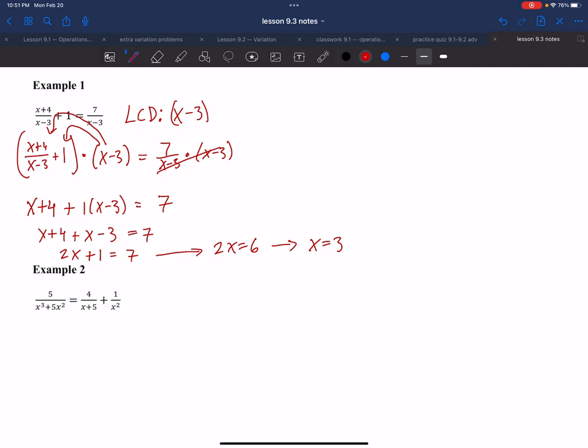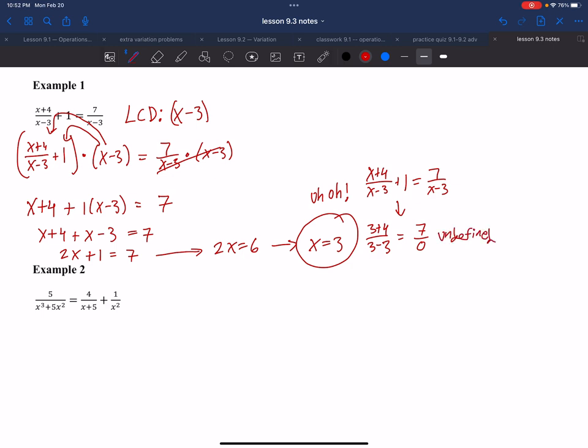Except you've got to check for extraneous solutions. So take this and say, uh-oh, if I have x plus 4 over x minus 3 plus 1 equals 7 over x minus 3, if I plug in 3, I get 3 plus 4 over 3 minus 3. Oops. That's 7 over 0, which is undefined. So by checking for extraneous solutions, I say 3 is extraneous because it causes division by 0.